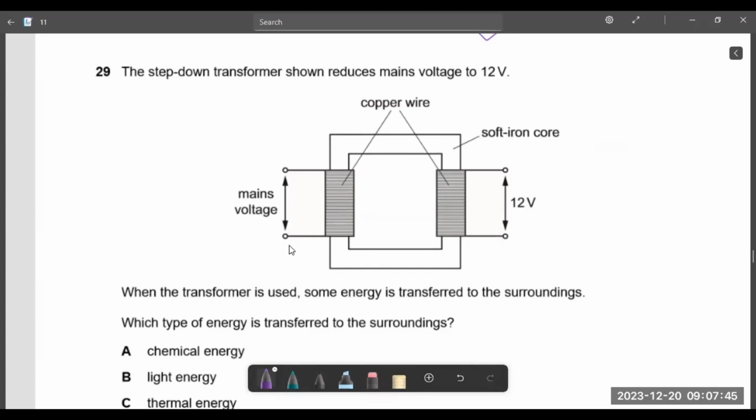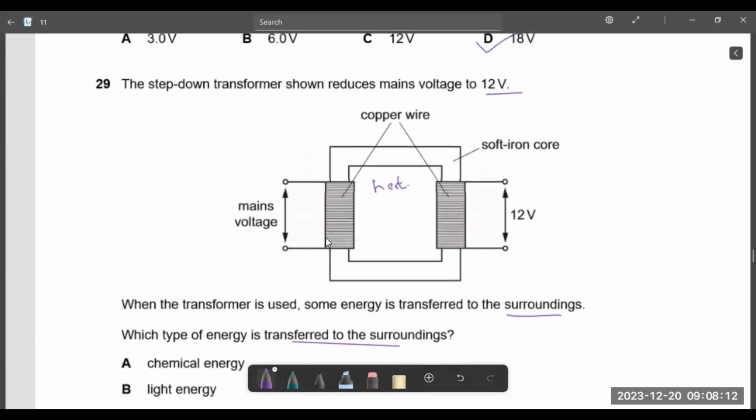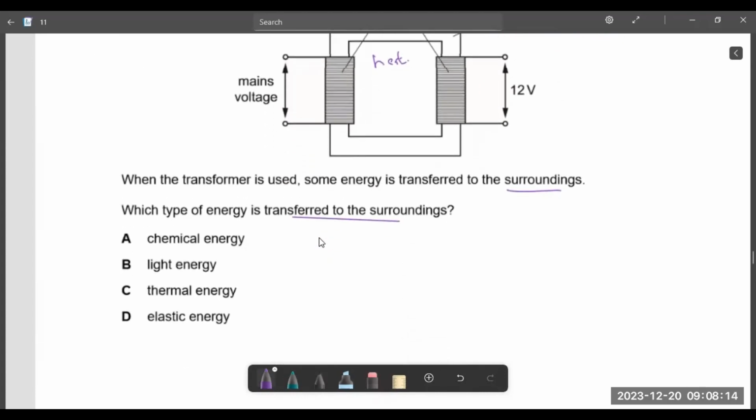Next, the step-down transformer shown reduces mains voltage to 12 volt. When the transformer is used, some energy is transferred to the surroundings. Which type of energy is transferred to the surroundings? When the transformer is transferring the energy, heat will be produced. That is, thermal energy will be transferred to the surroundings.